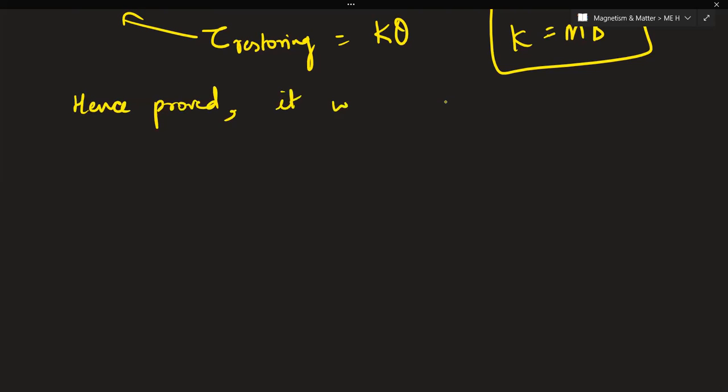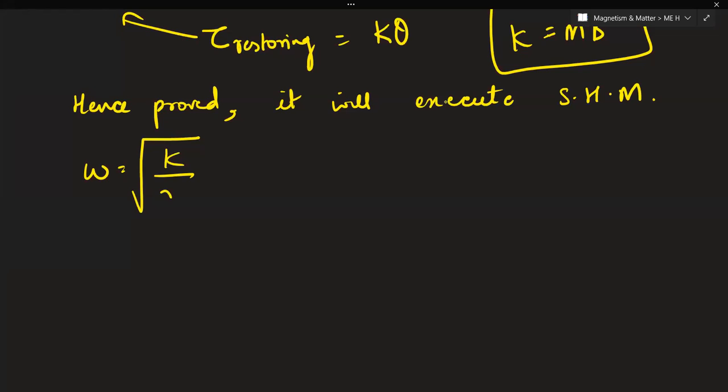it will execute SHM. Now you can relate it to more things, whatever things you want. You have the constant term K, MB. Omega is written as root of K divided by M, where M is the mass.